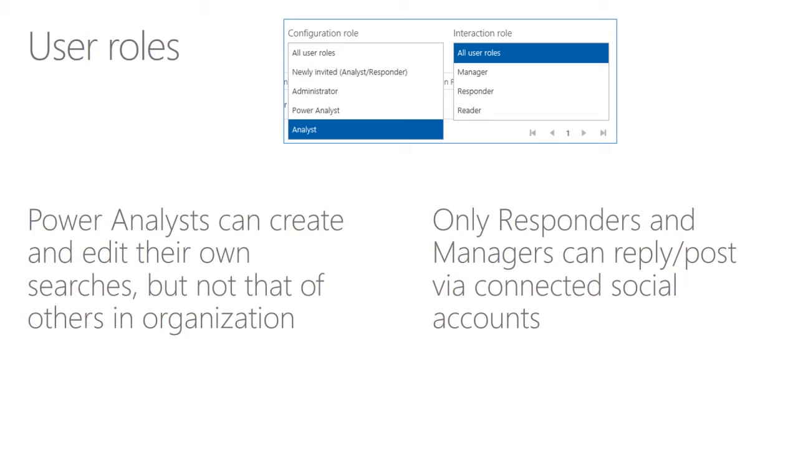Analysts can view the data analytics and edit sentiment as well as managing alerts, and power analysts can do those things plus create and manage their own searches, location groups, and activity maps. Power analysts can create and edit their own searches, but not that of any others in the organization. When it comes to interaction rules, in general, readers can read posts in analytics but not edit any incoming data. Responders can interact with most things but not unlink records with Dynamics or manage streams. Only responders and managers can reply or post via the connected social accounts that we've been discussing.